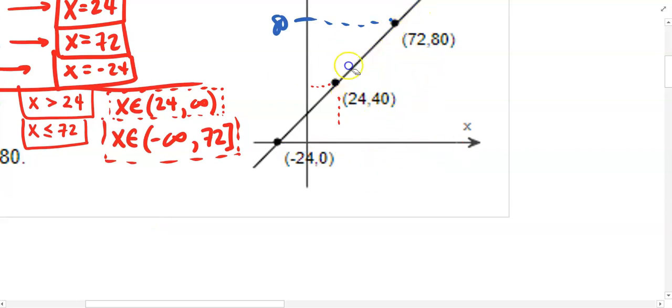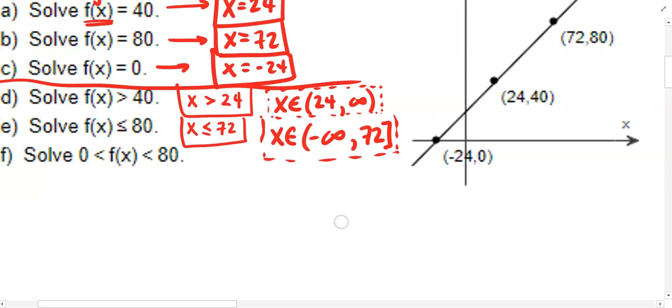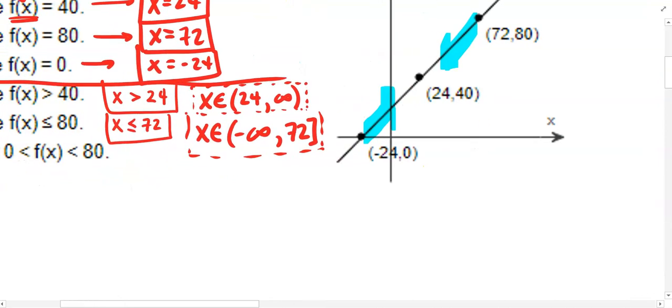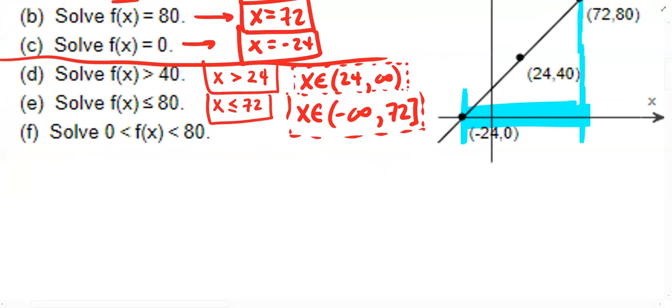And then lastly, and I'll clear this out just to make it a little bit more clear, when will the function be between 0 and 80? When is the function greater than 0 but also less than 80? Well, again, we're talking about function values, so y values that are greater than 0 are to the right of 24, and y values that are less than 80 exist to the left of the x value of 72. So in between here, on our x-axis, in between negative 24 and positive 72, this is the domain for which the function results will be between 0 and 80.